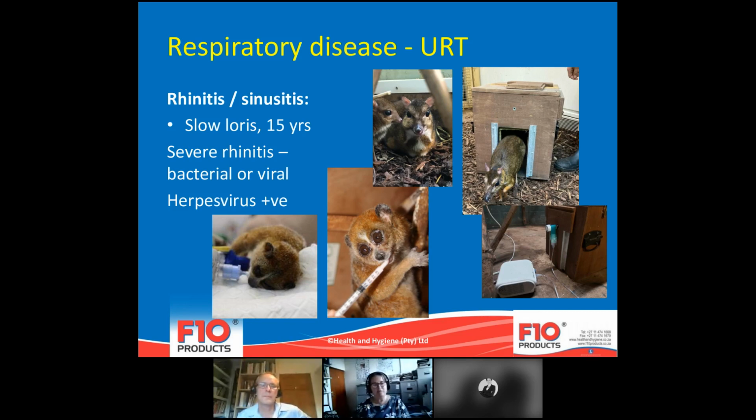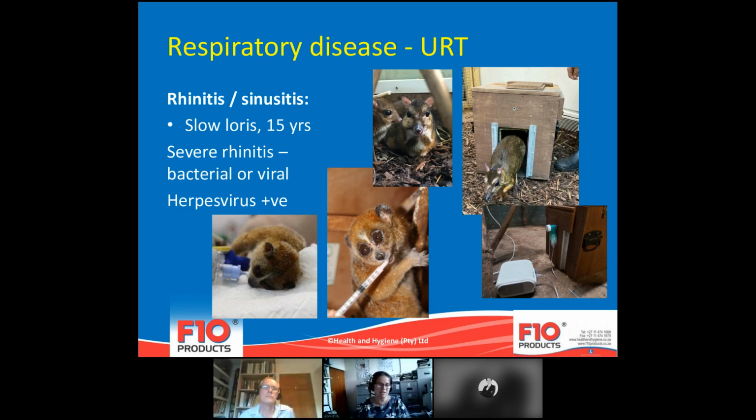So anyway, we have given her acyclovir for the herpes virus when the rhinitis was particularly bad, but we're able to manage it quite well with nebulizing her. So they have their little nest boxes that they like to go in on section.